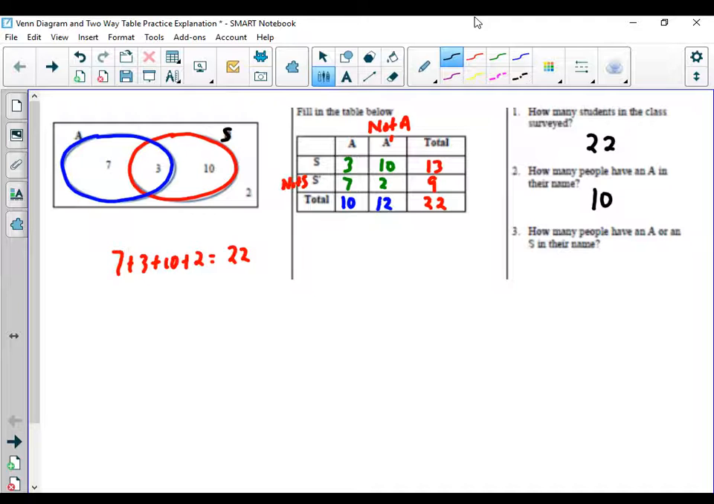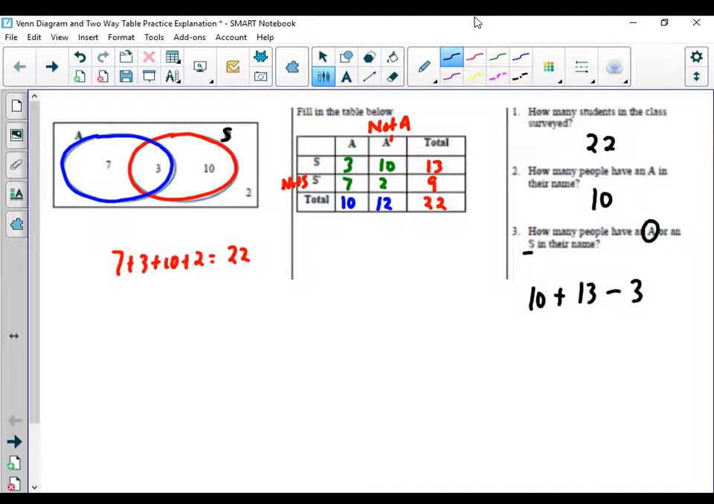Lastly, they want to know how many people have an A or an S in their name. So remember, that means it could be A. So A's, we said, were 10. Plus, it could be S. Well, if I look at the S's, that's 13. But I've got to take out the ones that were both A and S, and that was 3.